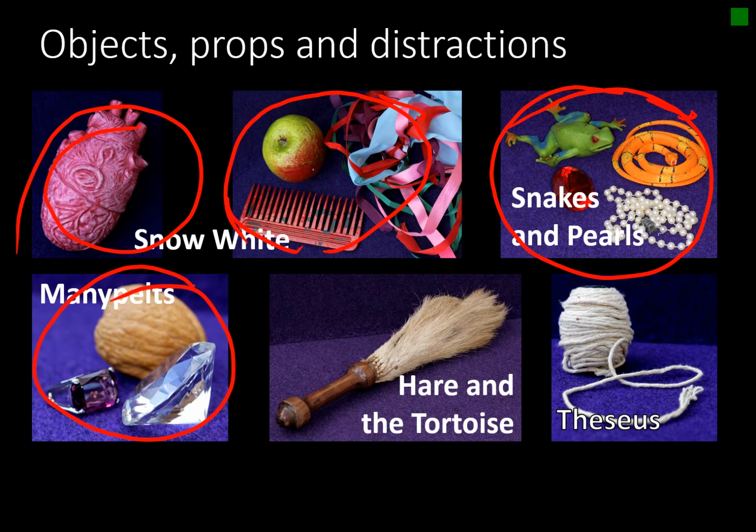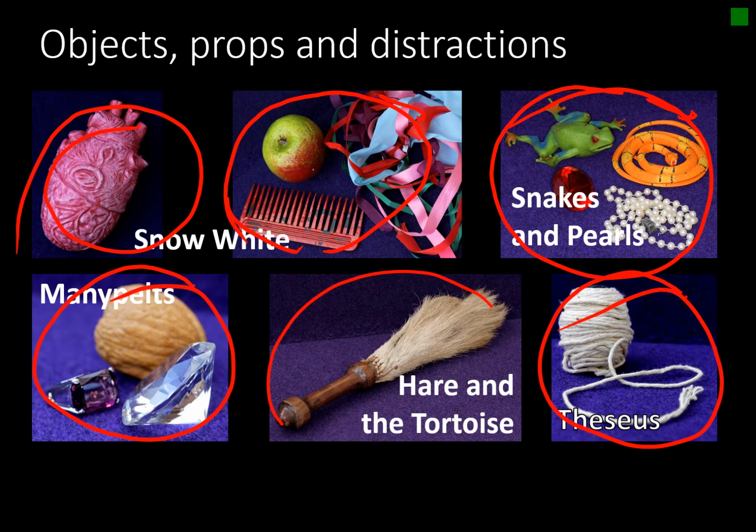I'm going to go to the bottom right now, because this one is used in a different way. This is simply a ball of twine, and when Theseus is trying to get out of the maze, he uses a ball of twine, and this ball is passed around the audience, so the audience become the maze themselves. So that object there is used to change the nature of the space, so the audience is in the storytelling world themselves in a physical way.